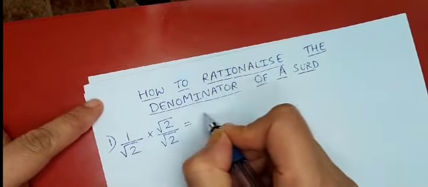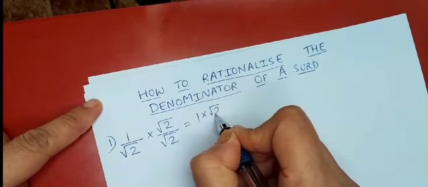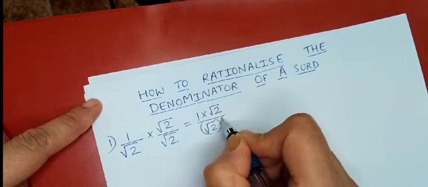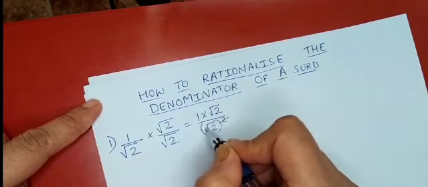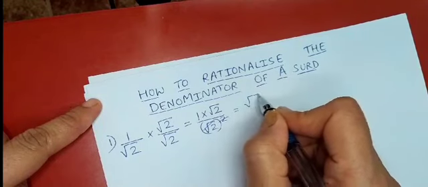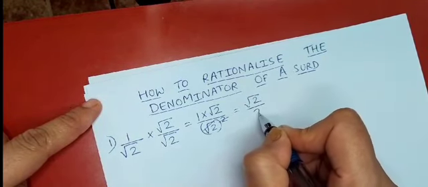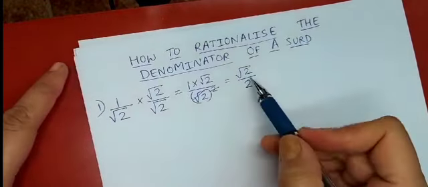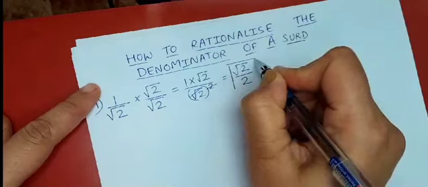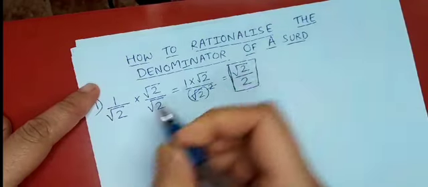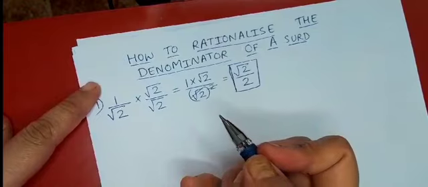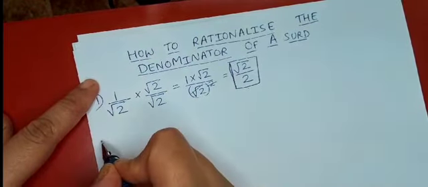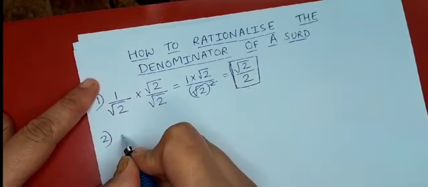Let us simplify it. So here we get 1 times root 2 in the numerator and root 2 square in the denominator. Here the square will cancel the square root. So we have root 2 over 2. So in fact this root 2 over 2 is an equivalent fraction of this 1 over root 2. But we have rationalized the denominator. Let us see one more example.